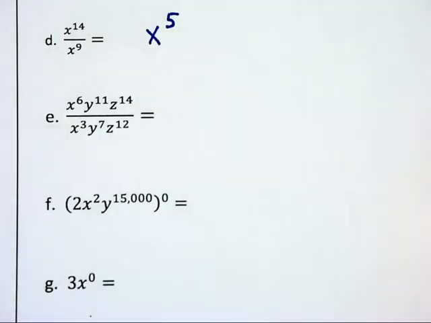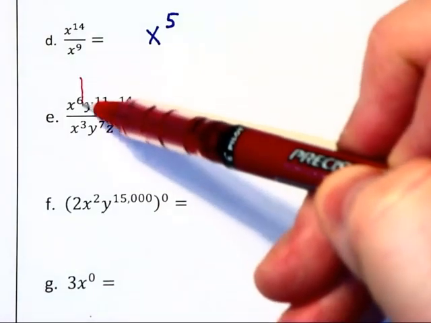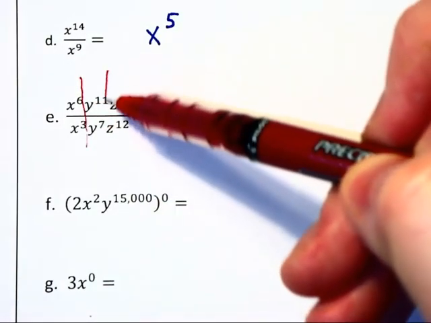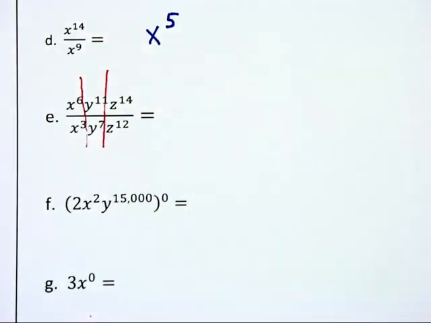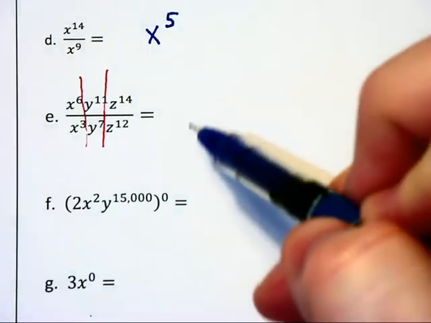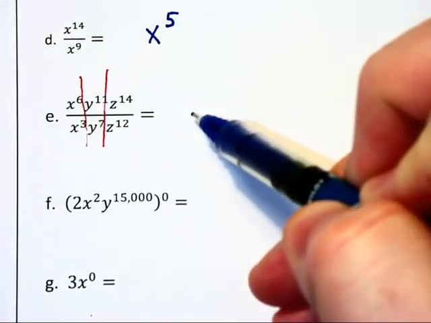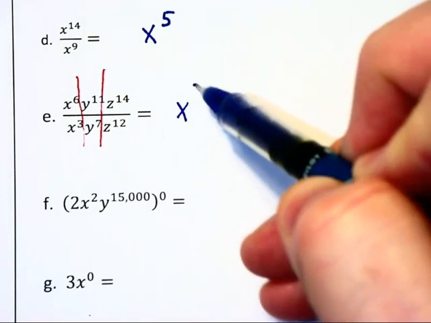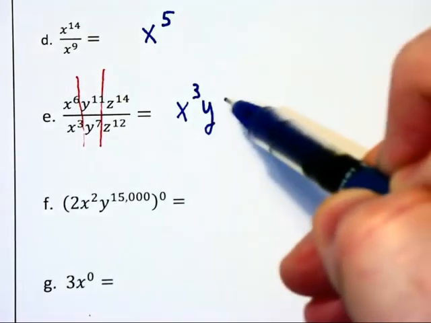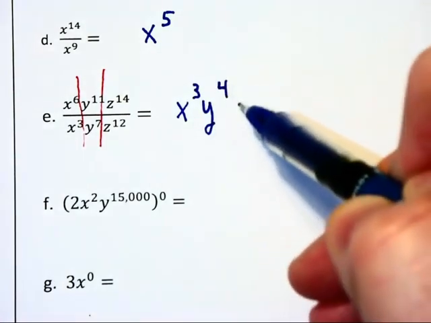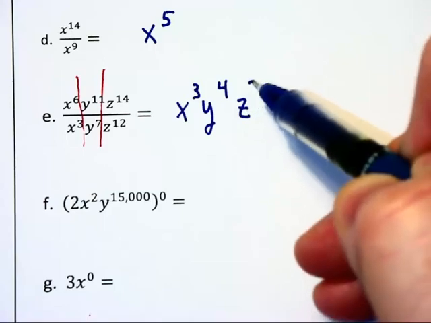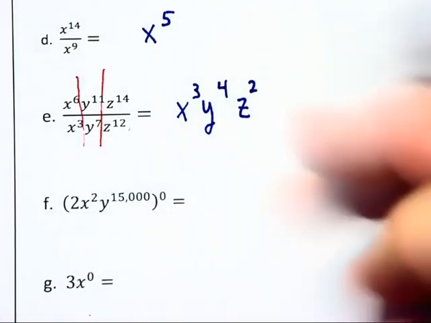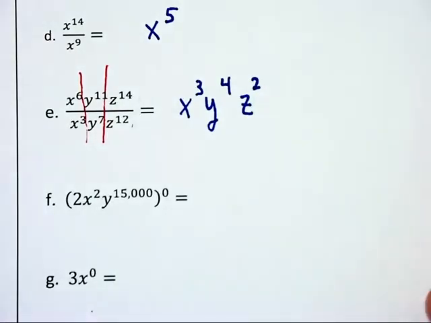and we start to get a little bit more complicated in problem E. Basically, we want to think of this as three separate problems, one with x, one with y, one with z, and in each case subtract. We will have 6 minus 3, so x to the third, y to the 11 minus 7, which is 4, and z to the second power after we subtract 14 minus 12, and there you have it.